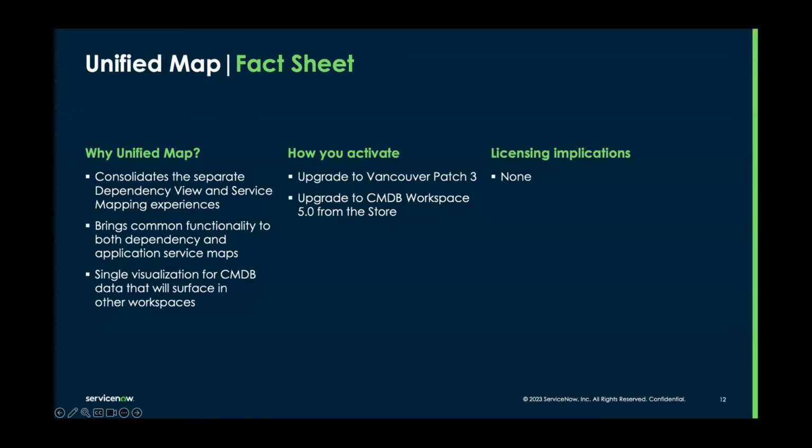Now, how do you activate it? Well, you first of all need to upgrade to Vancouver Patch 3. Then you can go to the ServiceNow store and request an upgrade for the CMDB Workspace version 5 release, which came out about a week ago on the store. There's no licensing implications. Basically, it's included with the platform. So if you've already licensed for any application on the ServiceNow platform, you've got access to CMDB Workspace and Unified Map. Next slide, please.